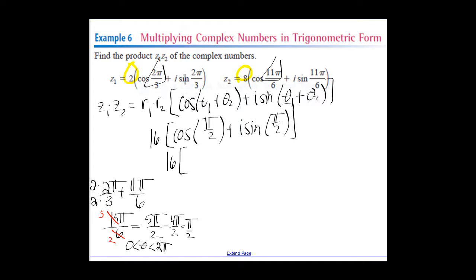Let's clean up the inside. Cosine of pi over 2, think on the unit circle. What's your x value when theta is pi over 2? Comes out to 0. Plus i, don't drop your i. Sine of pi over 2 is 1. So this 0 is gone. So we just have 16 times i, or 16i.